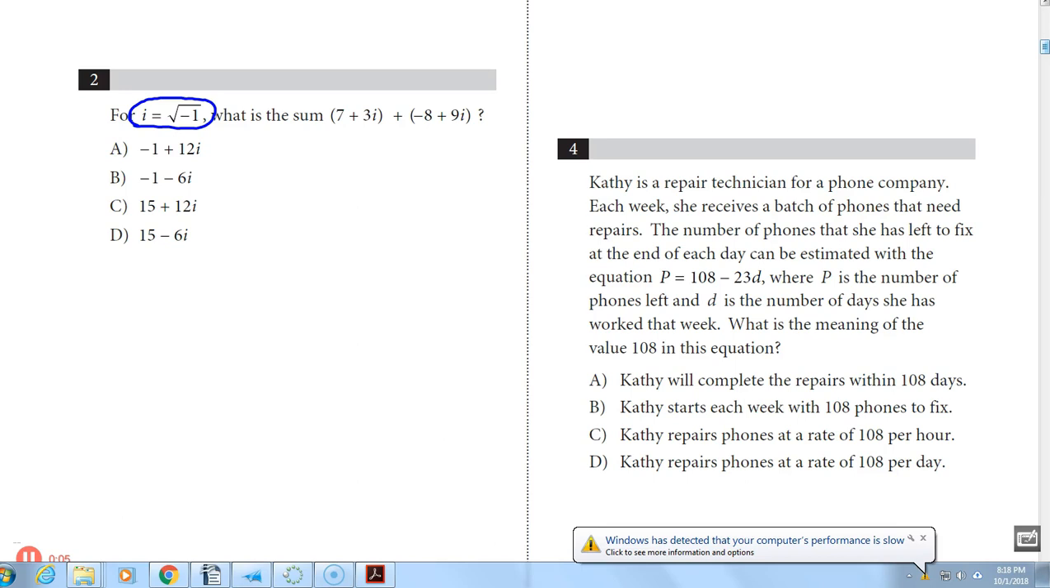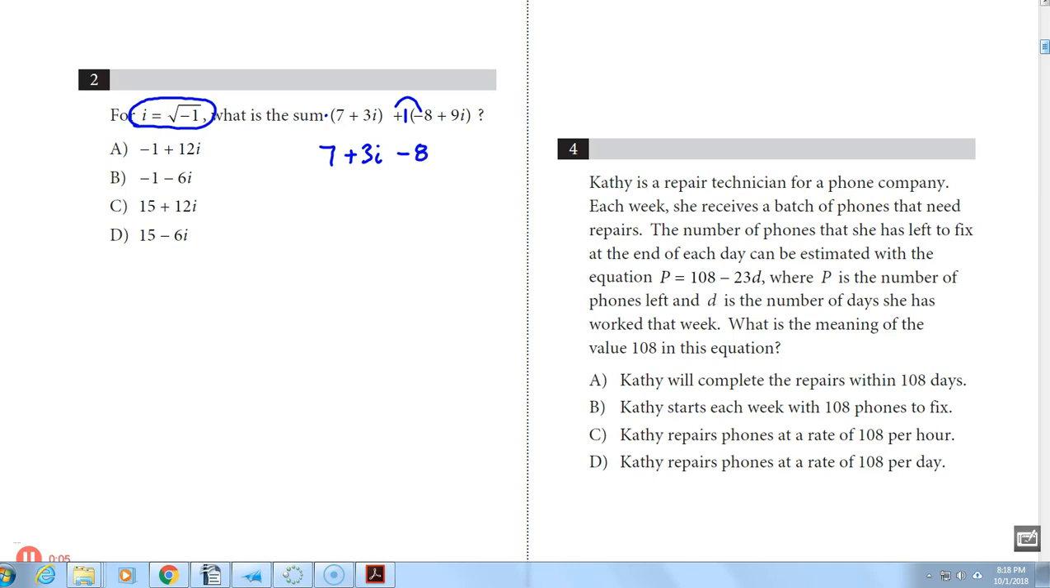So if I want to add these together, I can just drop the parentheses because there's no number outside here to distribute. Same thing with the plus, that's just considered a positive 1. So when I distribute that, I get negative 8 and plus 9i. And in this expression, there's no equal sign, so I'm not solving the equation. I'm just combining like terms. And I have a positive 7 and a negative 8, so that comes together to make a negative 1. Then I have a plus 3i and a plus 9i, which is a plus 12i. And that one basically looks like it matches up with part A.